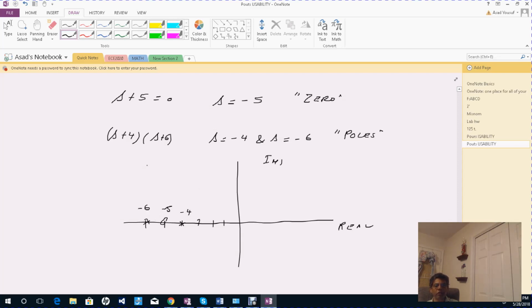Now both poles are on the left-hand side of the plane. Let me write this: left half of the plane. Since the poles are on the left half of the plane, you know that the system is going to be stable. The meaning is that as t goes to infinity, the transfer function of the system, especially the g(t) in time domain, will go to 0.